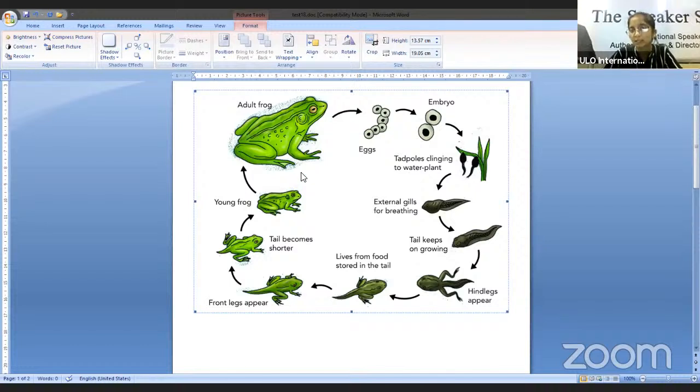Then the embryonic stage is described here, and it is given: external gills for breathing, tail keeps on growing, hind legs appear, limbs form from food stored in the tail, front legs appear, tail becomes shorter, young frog and the adult frog. So we can start the process from eggs, because it is a one-cell stage from where many cells emerge to make the body of the organism. So the first stage of this cycle is eggs. And from the eggs, it becomes an embryo.